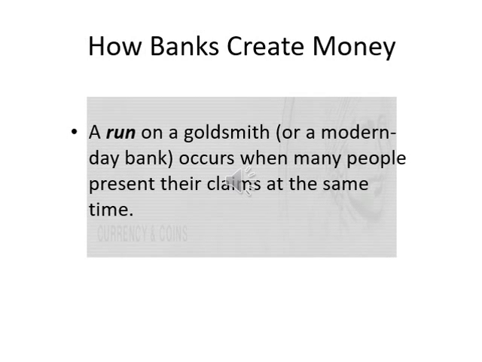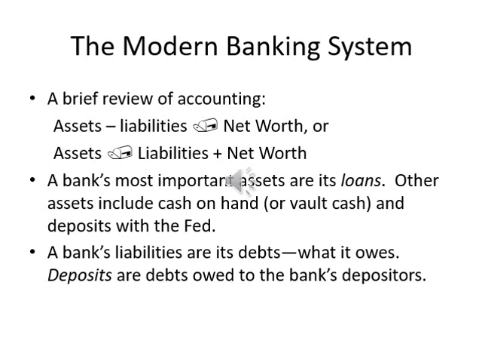How banks create money. A run on a goldsmith, or a modern-day bank, occurs when many people present their claims at the same time. The modern banking system. A brief review of accounting. Assets, liabilities and net worth. A bank's most important assets are its loans. Other assets include cash on hand, or vault cash, and deposits with the Fed. A bank's liabilities are its debts, what it owes. Deposits are debts owed to the bank's depositors.